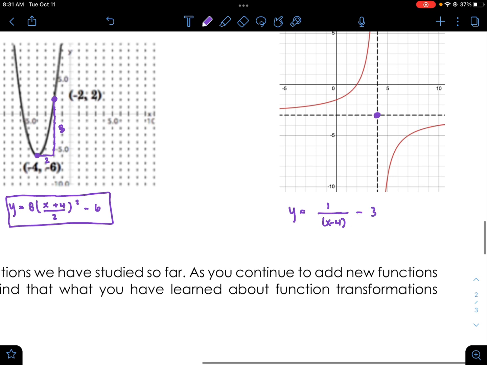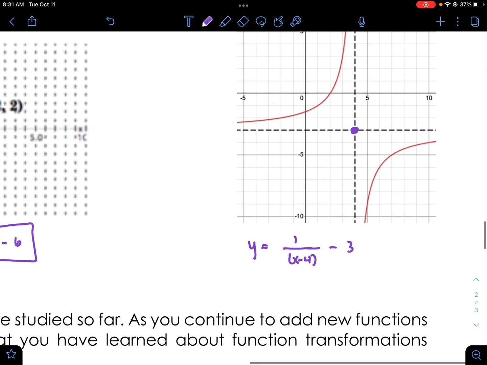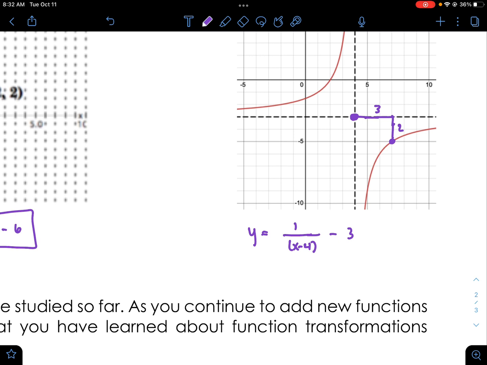Now, the next thing we need to figure out, were there any dilations? So you want to find a nice point, which typically, again, I will give you. And then you would count from the intersection of your asymptotes the horizontal and vertical change to that next nice point. So 1, 2, 3, 1, 2. And so what you see is that there's a horizontal change of 3, or horizontal dilation of 3, so you have divide by 3. And then you have a vertical dilation of 2.